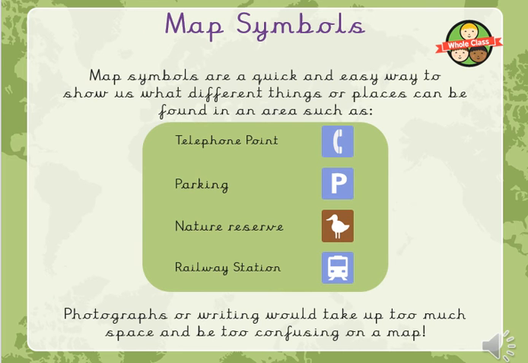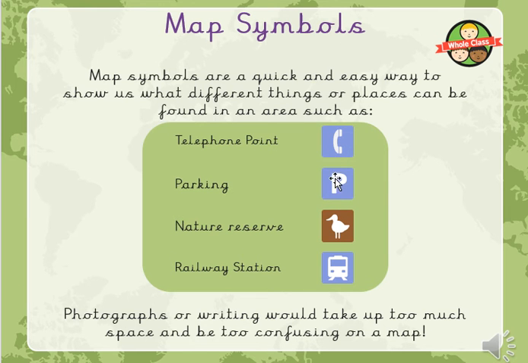Here are some map symbols, so let me tell you what some of these mean, okay? This first one is a telephone. If you see that on a map, you know that you are going to be close to a phone box or a telephone point. If you need to use a phone, then you need to find this on your map.